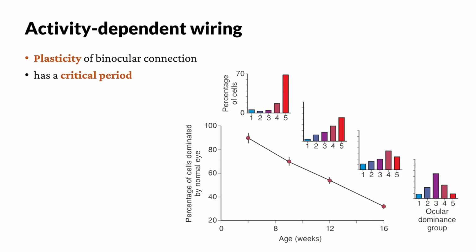Therefore, we can conclude that as the age advances, as we become older, the plasticity becomes lower. Binocular vision is formed at a certain stage in our life, and later we cannot change it anymore. Therefore, if we correct something like strabismus before this critical period ends, then the plasticity can help us correct the ocular dominance groups, so that the strabismus patient can become normal again if he is treated early enough.